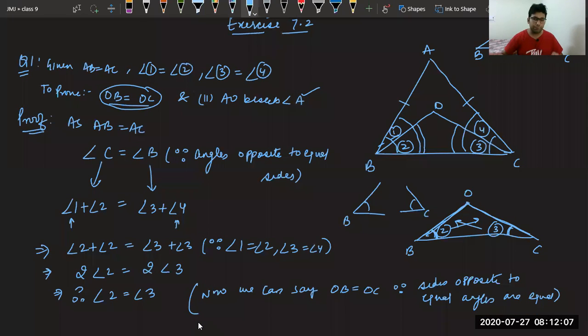Okay. Now, second part is saying prove that AO bisects angle A. Now, how shall we prove that, all of you? We want to prove that AO, let me join this. We want to prove this angle 5 equal to this angle 6. How will you prove that 5 equal to 6? Please tell me.